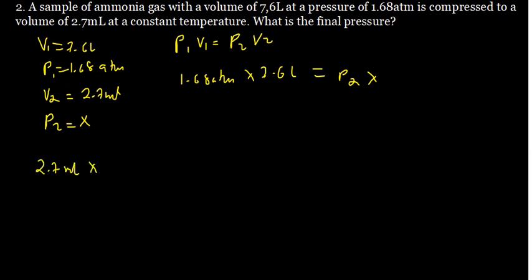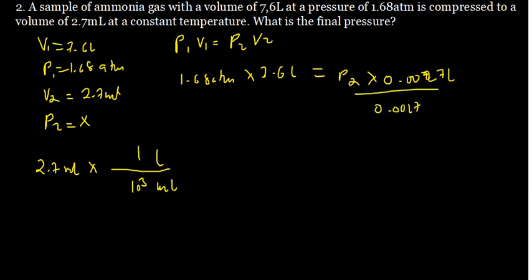We'll multiply. I've got a milliliter on the bottom, and then a liter on top. We know that in 1 liter I've got 1,000 milliliters. So if we divide 2.7 by 1,000, we are going to get 0.0027 liters. So just divide both sides by 0.0027 liters, also the other side.